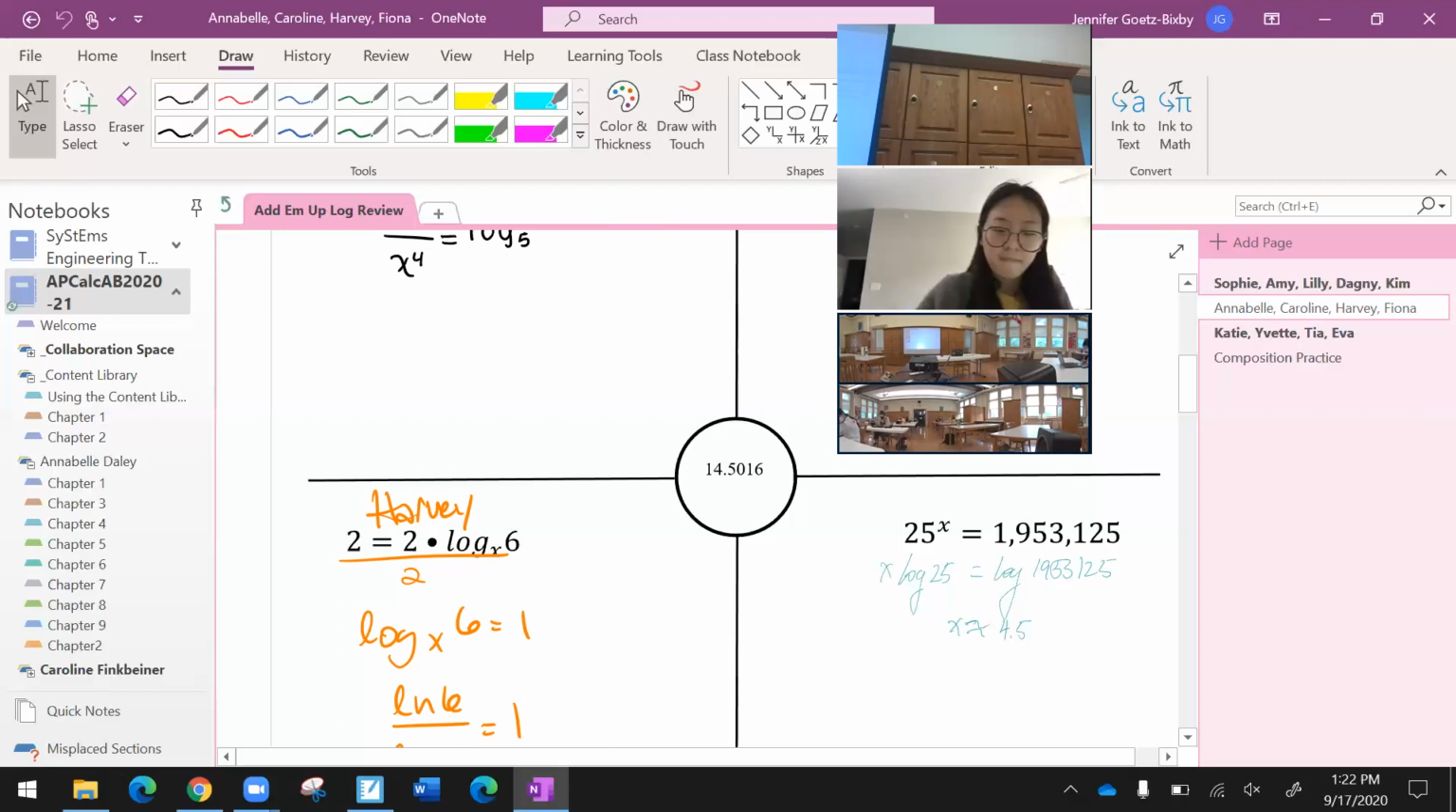Shouldn't we put it all in before? If you make that a log, you can, I guess. But it doesn't have a base of 10, so I can't do it. You know what I'm saying? Because it's log base of 8.